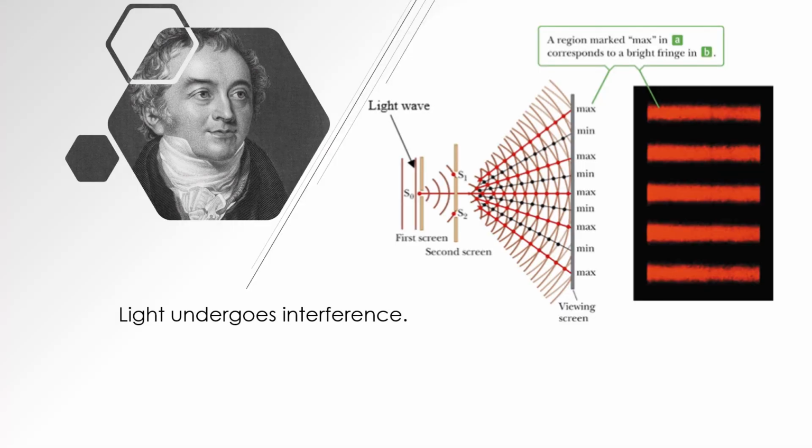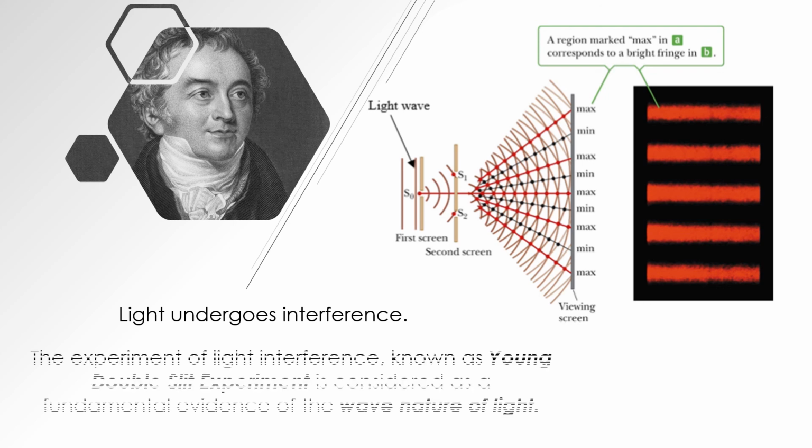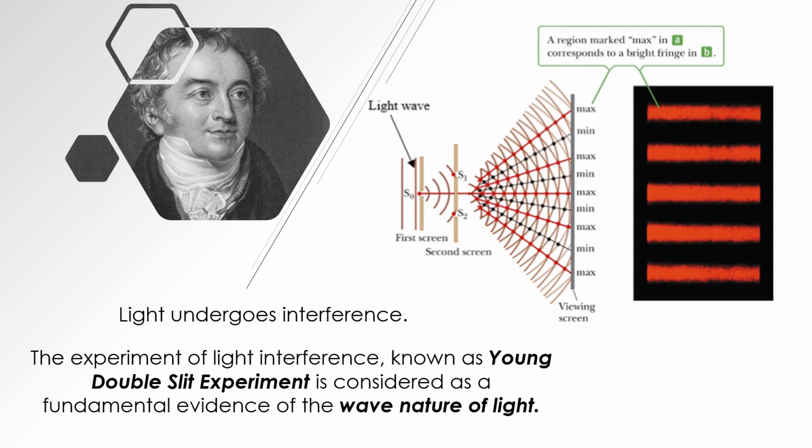So that's it. Young's double-slit experiment. If you're interested, go over the internet and search about it. Okay? So light undergoes interference is the main conclusion. The experiment of light interference, known as Young's double-slit experiment, is considered a fundamental evidence of the wave nature of light. Thank you for the time.